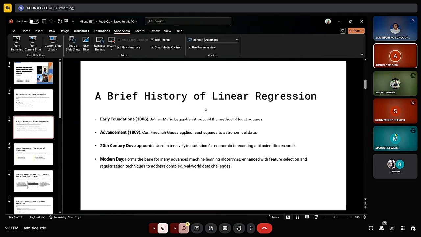Let's talk about the brief history of linear regression. Early on, Adrien-Marie Legendre introduced the method of least squares. Advancement was done by Carl Friedrich Gauss, who applied least squares to astronomical data. In the 20th century, it was used extensively in statistics for economic forecasting and scientific research. In modern day, it forms the base for many advanced machine learning algorithms, enhanced with feature selection and regularization techniques to address complex real-world data elements. Next slide.